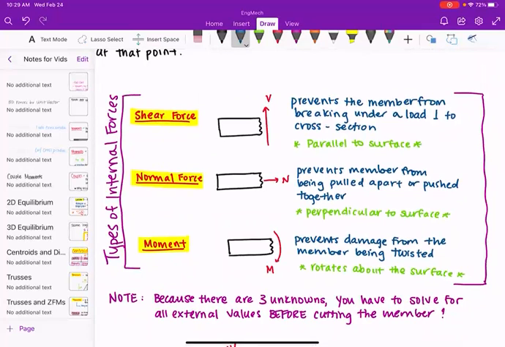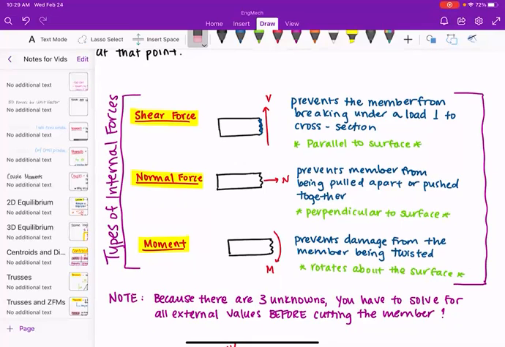First, there's a shear force, which goes along the face of the cut, right? That is basically preventing the member from snapping. So if I had a force here and on the other side a force going up, it would create some kind of frictiony cut here. It would essentially want to shear the member. So the shear force is the force built into the cut itself, parallel to the surface, that prevents the member from shearing.